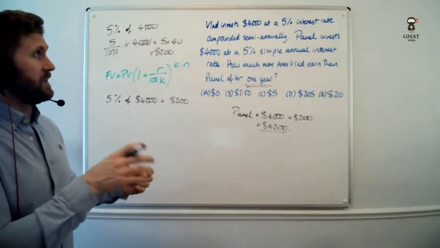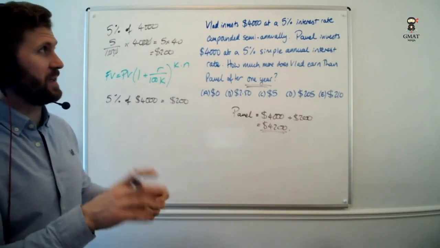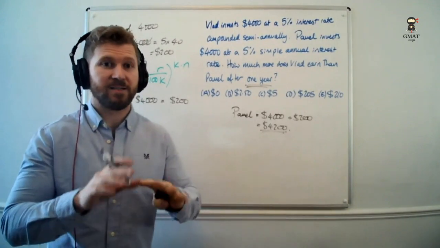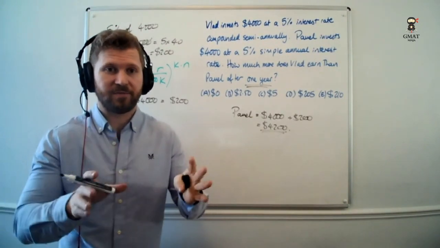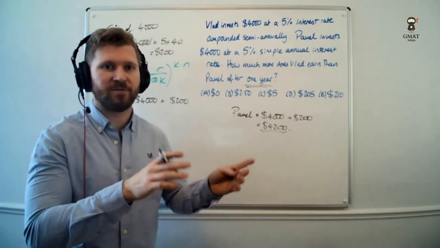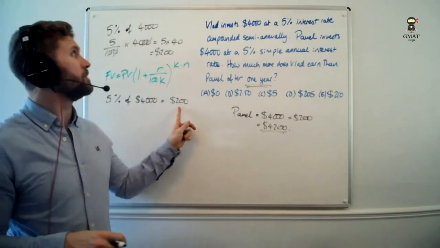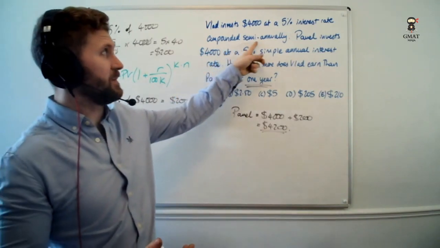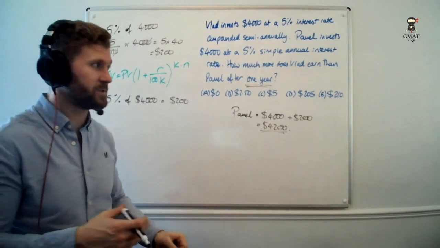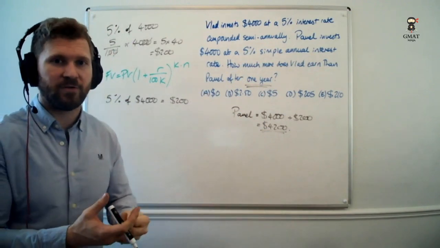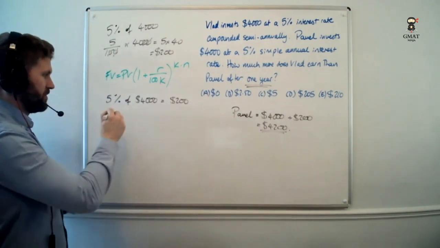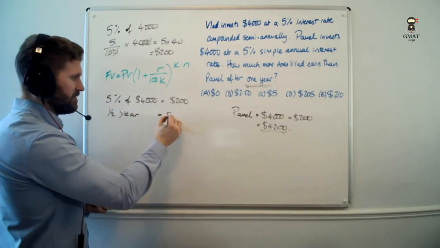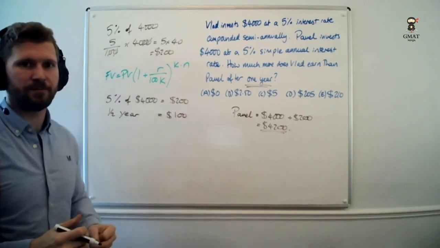Now, we could say that Vlad, if he invested $4,000 at 5% interest for 1 year compounded annually, so no compounding periods, just that one period, would earn $200. But we're going to compound this semi-annually, so we're going to compound it after 6 months. That would be half of the full year. So rather than earning $200 in half a year, Vlad's going to earn $100.